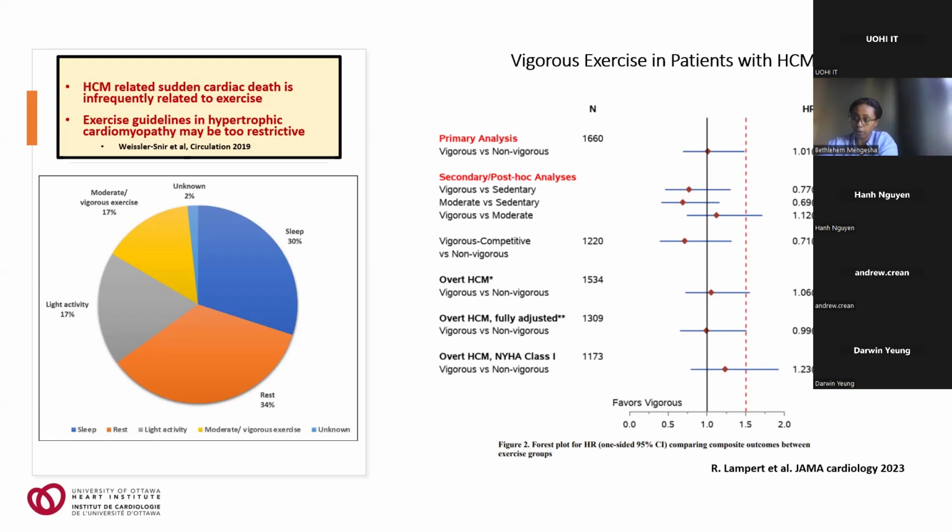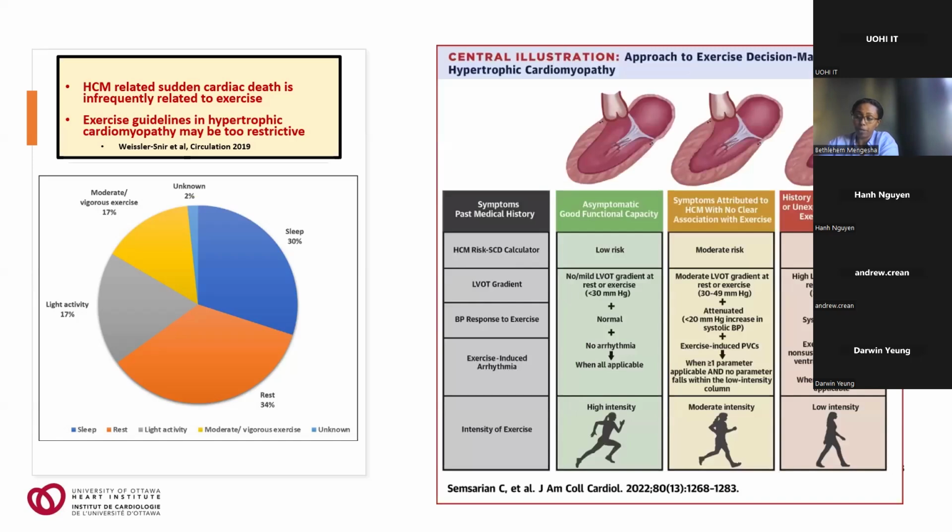Another study by an Ontario group has shown that most of the sudden death or arrhythmic events in HCM are not even related to physical activity. Instead, they occur when they are at rest. So the guidelines give recommendations based on the patient's baseline risk of sudden cardiac death, presence or absence of exercise-induced arrhythmia, LVOT gradient, and blood pressure response to exercise.